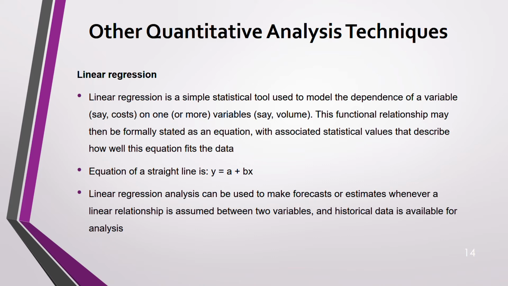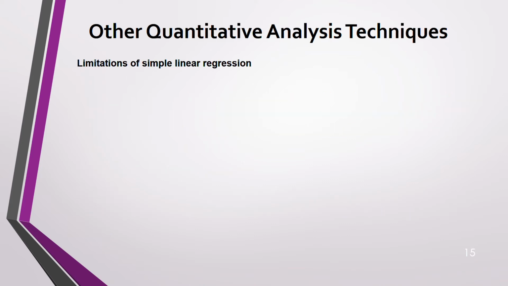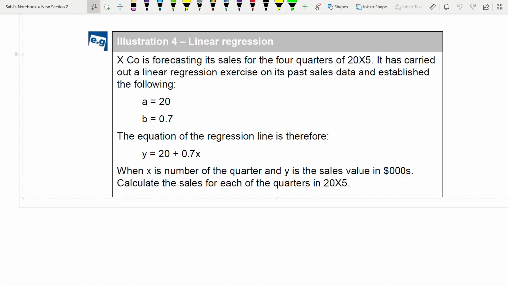But before that, let us do a small question on linear regression before we move on to the limitations of simple linear regression. So here, X company is forecasting sales for the 4 quarters. Linear regression has been done. A is 20, B is 0.7 and the equation is this one. X is the number of the quarter and Y is the sales value. Calculate the sales for each quarter.